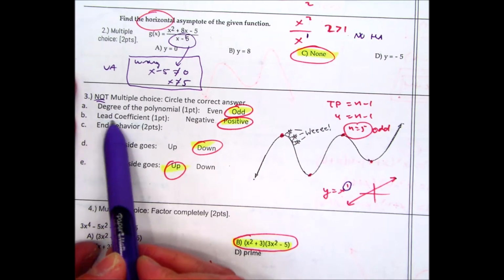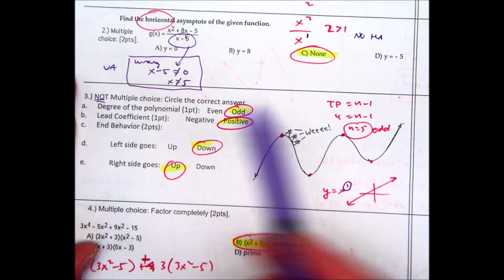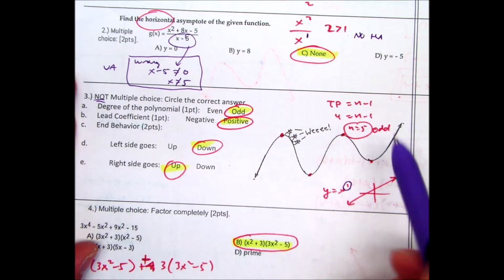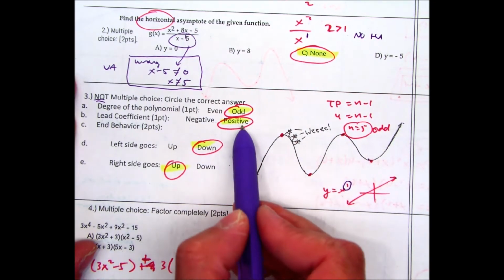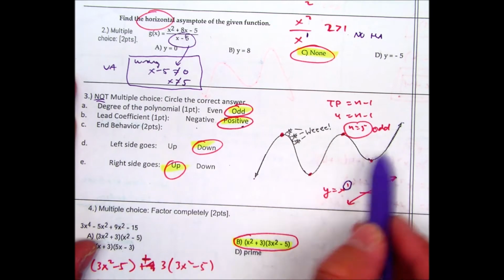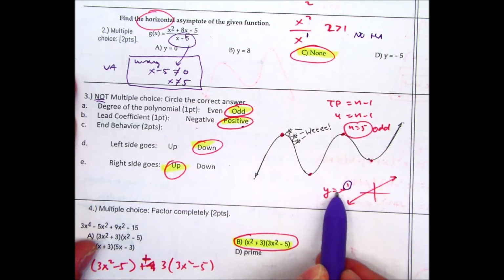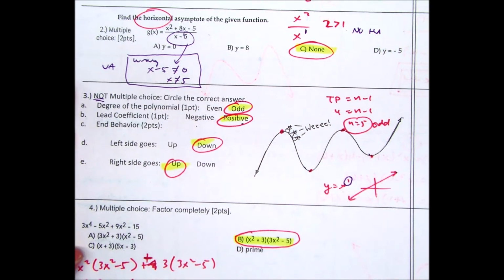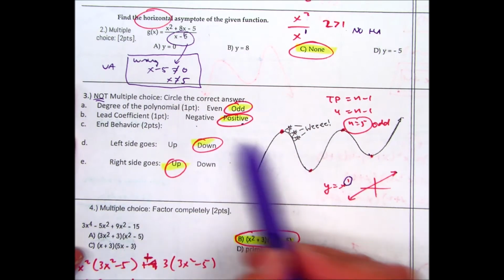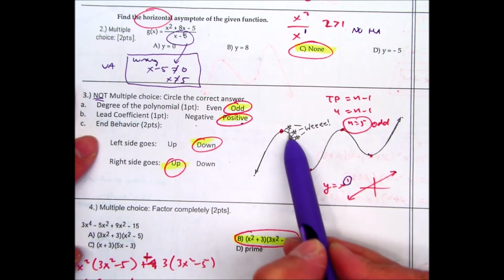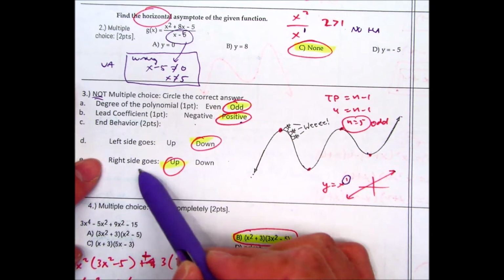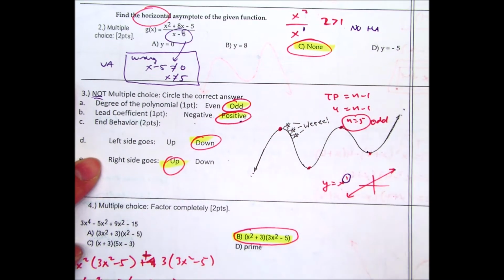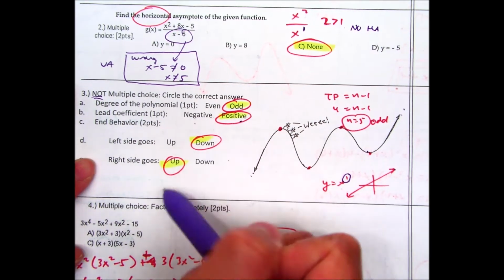Our leading coefficient, again, this starts down, ends up, which means that it will be a positive. It would have been a negative if I switched that around and just put a negative sign in front. For the end behavior, on the left side, as I'm going to the left side, it's going down, and as I go to the right side, it's going to go up. 1 point apiece.